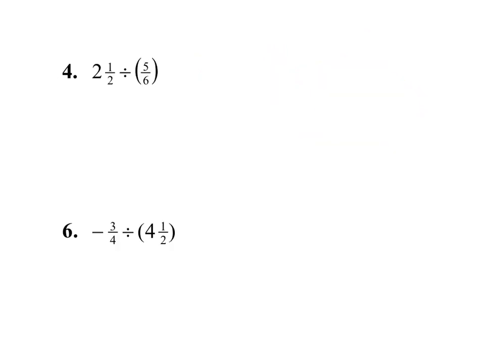On number 4, we have 2 1/2 divided by 5/6. So we're going to change this mixed number to an improper fraction. So 2 times 2 is 4. 4 plus 1 is 5, so I've got 5 halves. Let's go ahead and flip 5/6 to its reciprocal. So 6/5. And then when we flip to the reciprocal, the division becomes multiplication. So can we cross cancel here? Yes, we can. So 2 and 6, let's cross cancel there. 2 will go into 2 one time. 2 will go into 6 3 times.